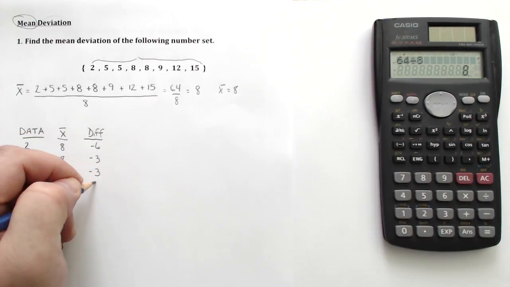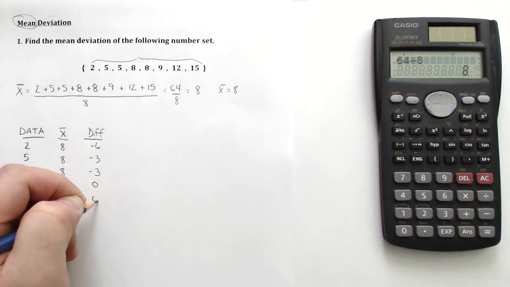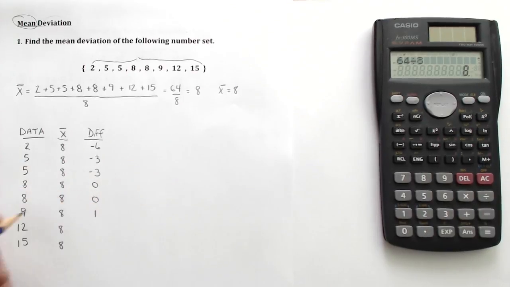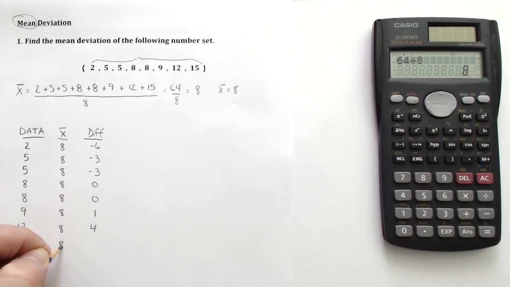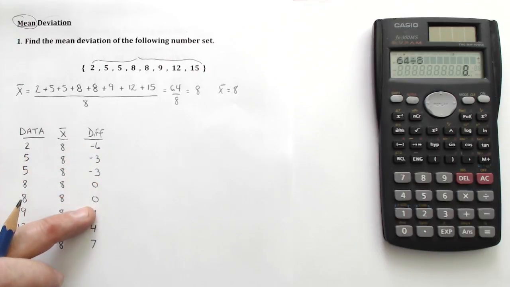8 minus 8 gives me 0. Another 0. 9 minus 8 is 1. 12 minus 8 is 4. And 15 minus 8 is 7. And so here we have a list of the differences.